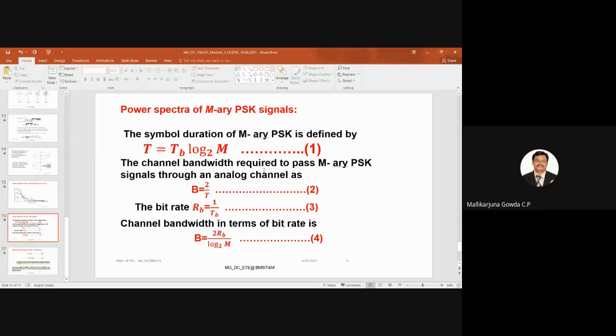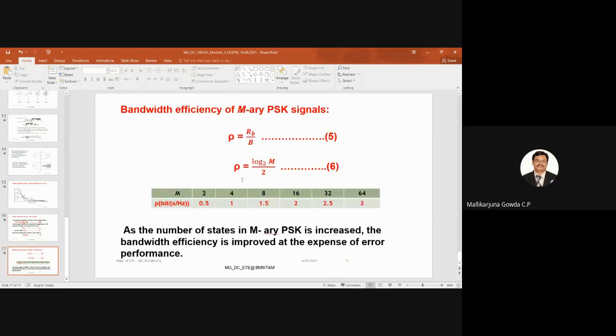So in the previous slide, I said B is equal to 2RB divided by log M with base 2. I am going to substitute this value in the expression. So RB divided by 2RB divided by log M with base 2, right? In that, RB will get cancelled. So log M, which is in the denominator, will come back to the numerator. I hope you know that 1 by x can be written like that. So log M with base 2 divided by 2 is the expression for bandwidth efficiency of the M-ary PSK signals.